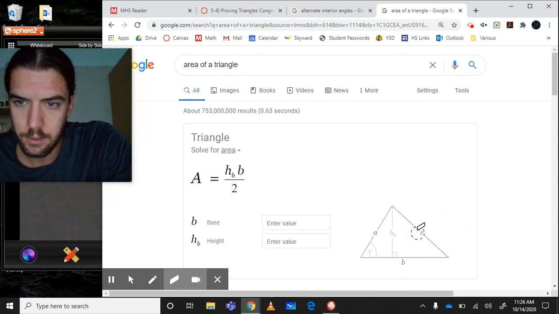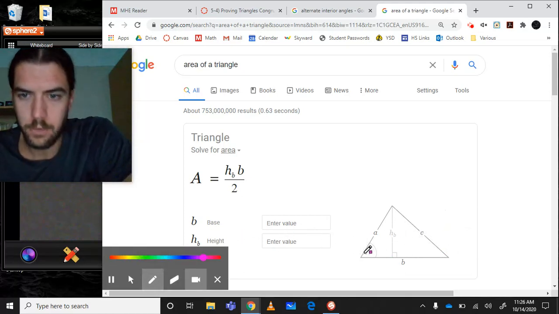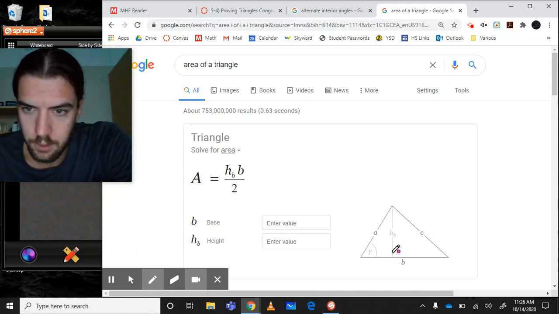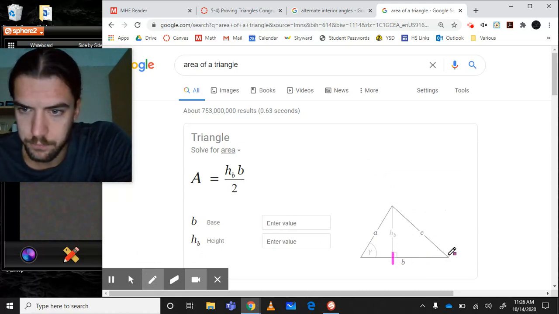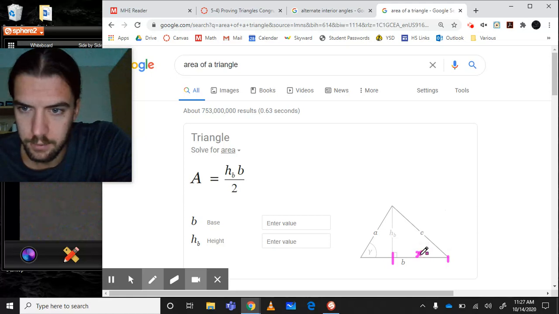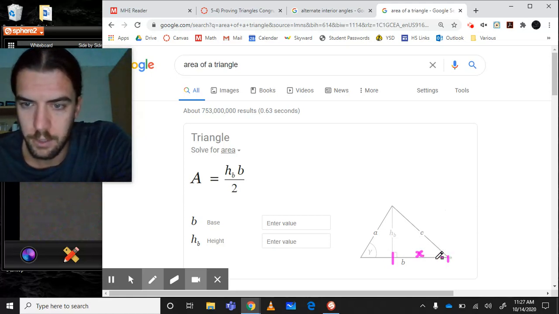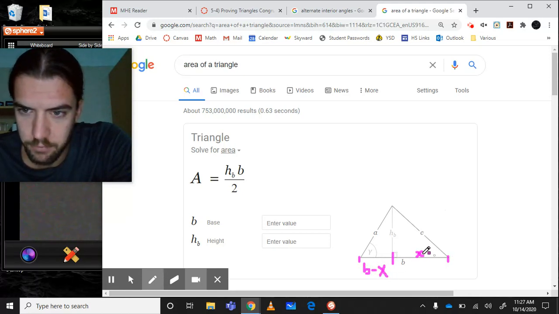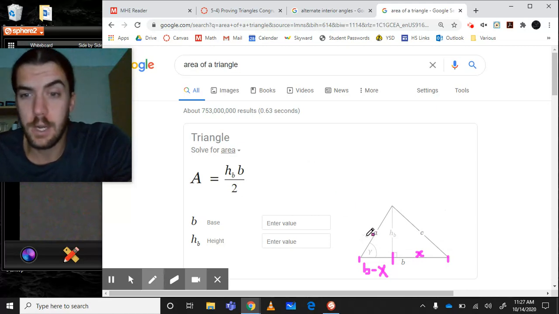Now, I'm going to write out how I would get the area of this one. So if I call this length x, from here to here, and this whole thing was b, then this little piece must be b minus x, right? It's the whole length minus that part that I defined from here to here. So let's find the area of both of these.